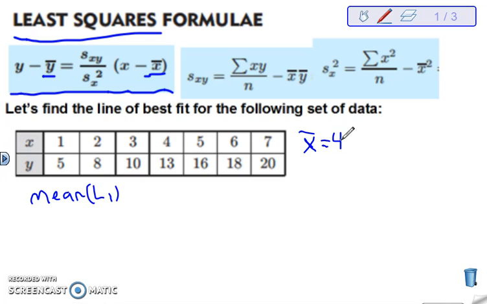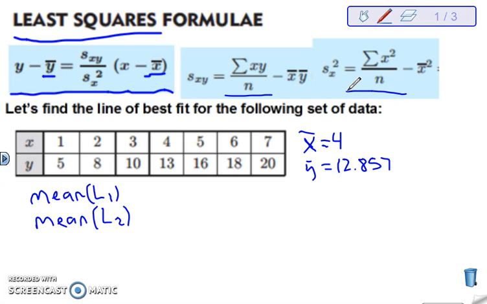So we're going to do the same thing for y, right? So most likely we typed our y in the second column. So if I go to list and then ops, enter, it should give me about 12.857. It looks like we also want to know how many terms we're using because we're going to need it for our two variance formulas. So if we just count it out, right, there's 7 numbers in each list.